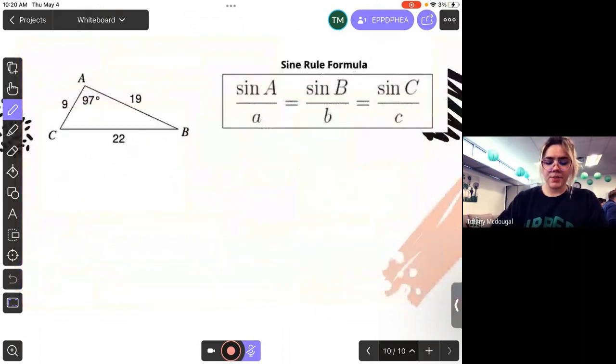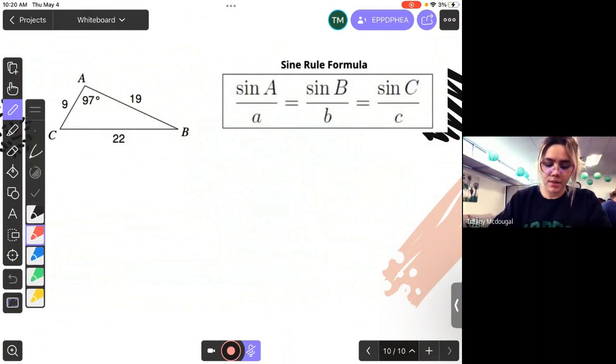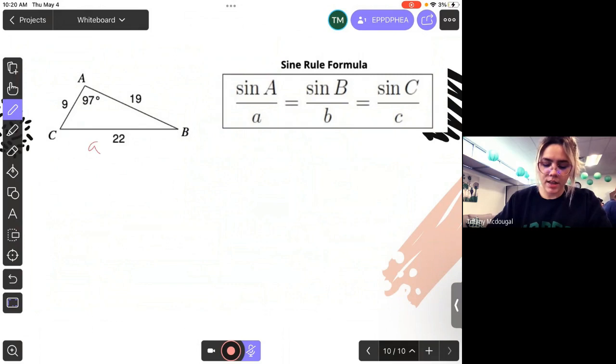All right, let's look at another example. Same thing, I'm going to label my triangle. I want you to actually try to pause the video at each step and see if you can do that step by yourself, and then come back and see if you did it correctly. So we've got little a, little c, and b. Perfect.